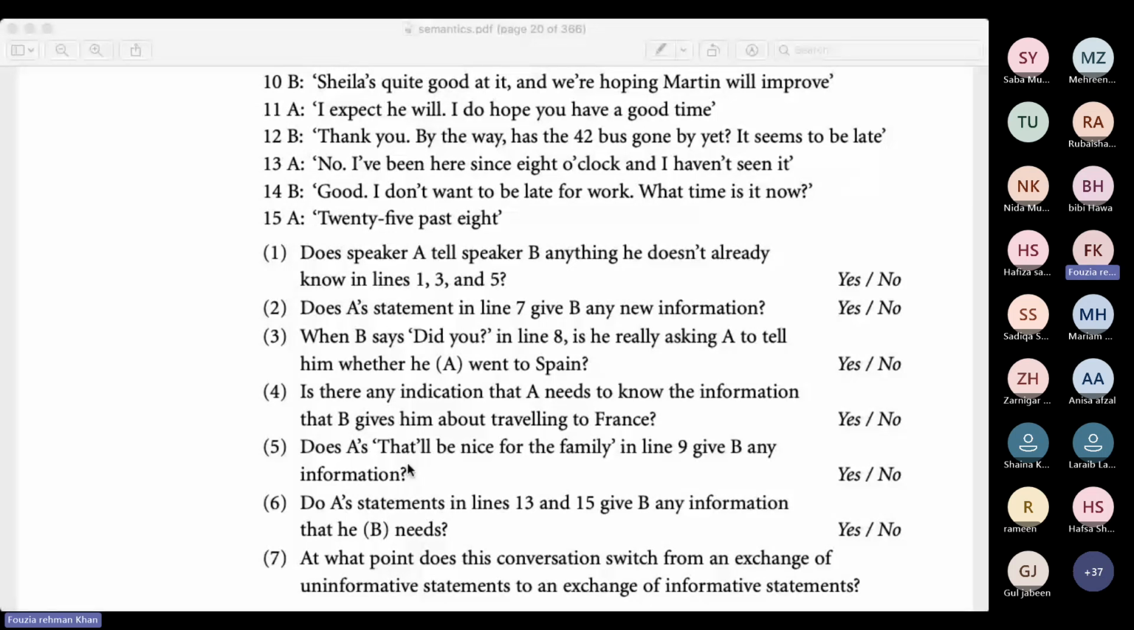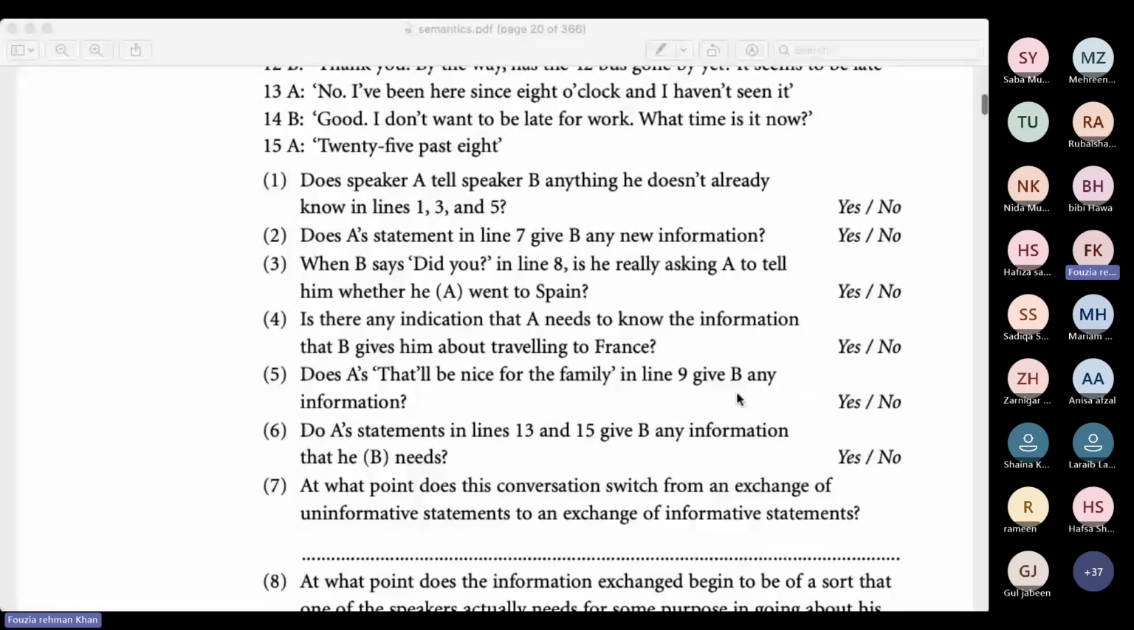Does A, "that will be nice for the family" in line 9, give B any information? No, it does not. Okay. It's just out of courtesy that they are appreciating someone who is going for the holidays, only commenting that a change would be nice for the family.